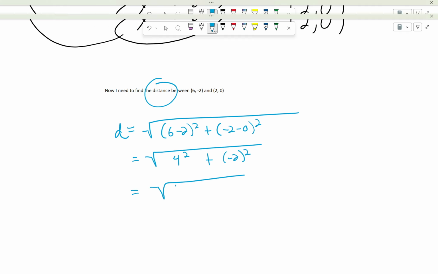4 squared is 16. Negative 2 squared is 4, so this is the square root of 20, which we did earlier in class, which is going to be 2 rad 5. And this is the answer. It's the whole purpose of this problem, all right?